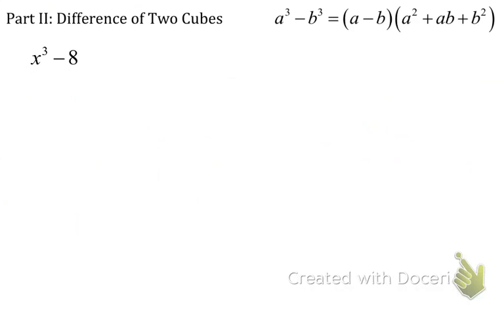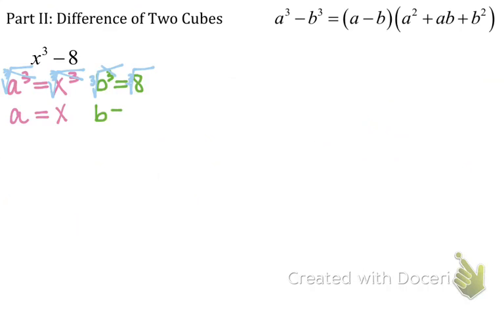Let's try an example using the difference of two cubes. Our first problem, x cubed minus 8, we need to figure out what a and b are going to be so that we can plug them into this formula. Right now, both terms are being cubed, just like we have here. So we are going to need to do the cube root in order to identify what a and b are. Starting out, we have a cubed is x cubed. If we cube root both sides, our a term is going to be x. Our b cubed term is 8. We can cube root both sides, so our b term is 2. The cube root of 8 is 2.